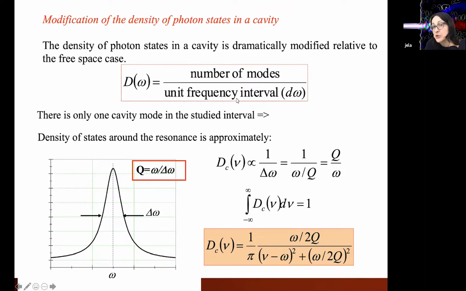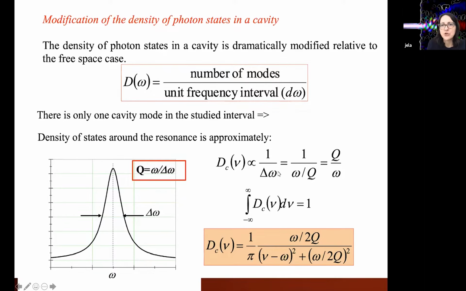Density of optical modes changes in the cavity significantly. An easy way to see that is to go back to the definition of density of optical modes. It is the number of modes per unit frequency interval. If you think about the cavity, you have some resonance, Lorentzian with a linewidth delta omega. If you have one mode, assuming it's non-degenerate, it would be one mode per delta omega frequency interval. Delta omega is the full width half maximum, which you can express as central frequency divided by Q factor.